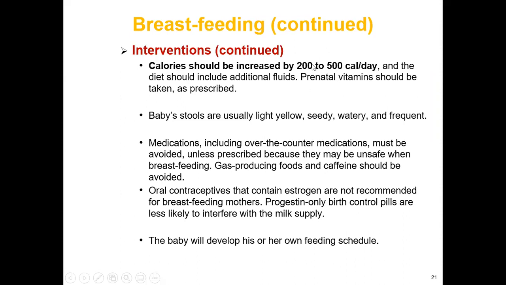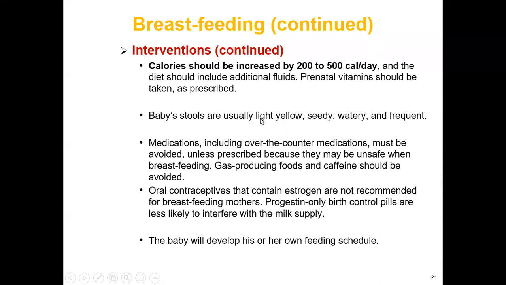So how much is the total over 24 hours? You multiply 200 by 24 hours. And also, this is the increase, not the total. The total number should be about 2,800 calories. And the diet should include additional fluid, and prenatal vitamins should be taken.